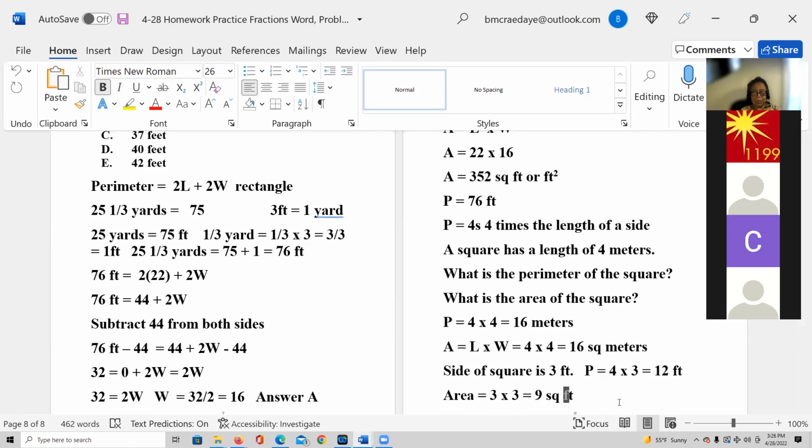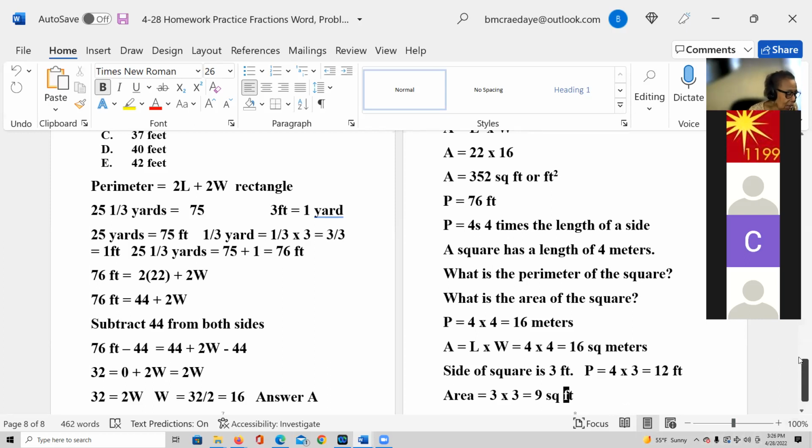Yes, miss. Okay. So for a square, all sides are equal, but that's not true of a rectangle. In a rectangle, you have 2 lengths that are equal and 2 widths that are equal, but they're not equal to each other. Okay? All right.